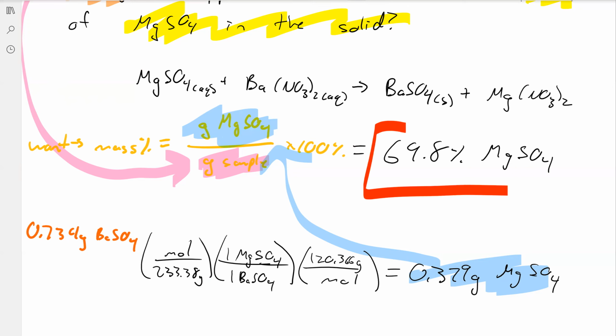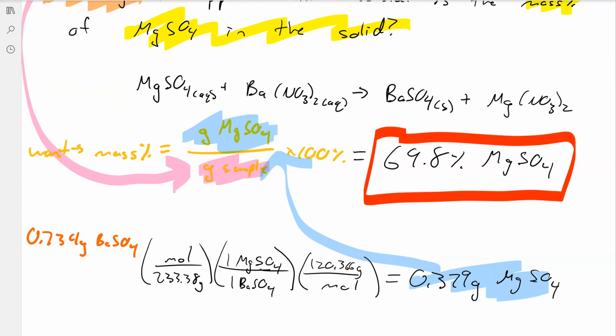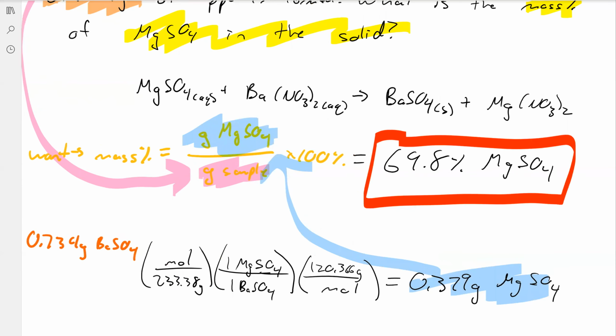Note that this type of analysis assumes that you get a 100% yield, which isn't too crazy of an idea because precipitation reactions are relatively simple reactions, and you really shouldn't lose that much yield. Cool.